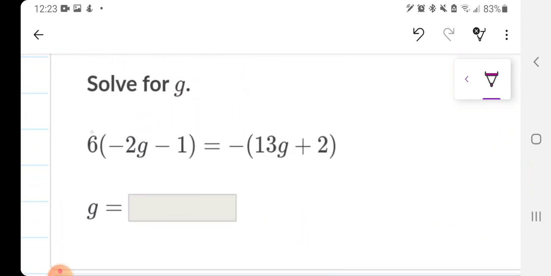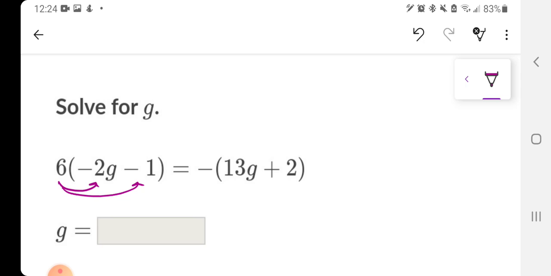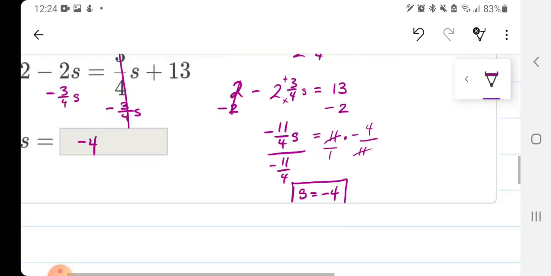So notice on this side we have some distributive property we need to do. Okay, so we could consider this negative 12g minus 6 on this side. And this side we've got to distribute this and treat this as if it's a negative 1, right? So negative 1 times 13g is a negative 13g, and then negative 1 times positive 2 is a negative 2. Okay? So there we go. We've done the first step, simplified both sides.